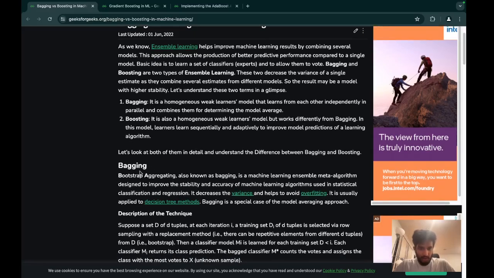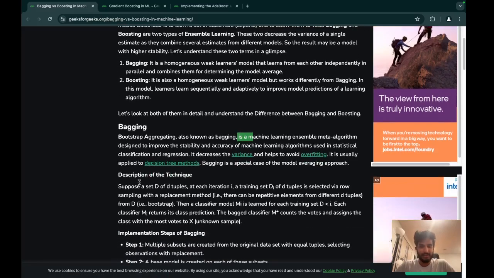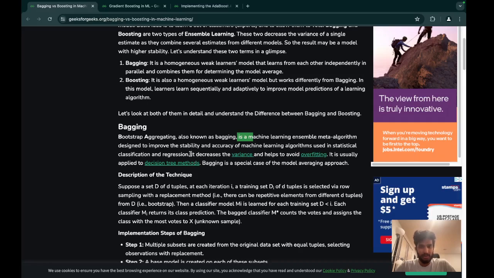Okay, that's a bunch of jargon. So let's read this. Bagging, also called bootstrap aggregating, or the other way around, is a machine learning ensemble meta algorithm designed to improve the stability and accuracy of machine learning algorithms used in statistical classification and regression. It decreases the variance and helps avoid overfitting. It usually is applied to decision tree methods. Bagging is a special case of the model averaging approach.